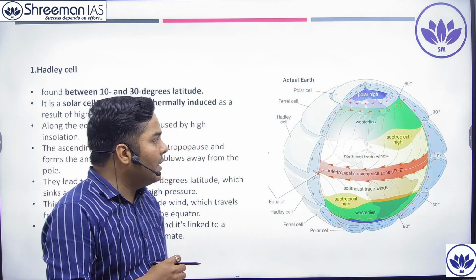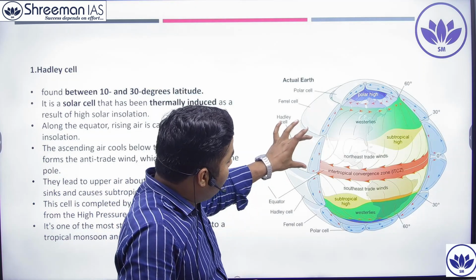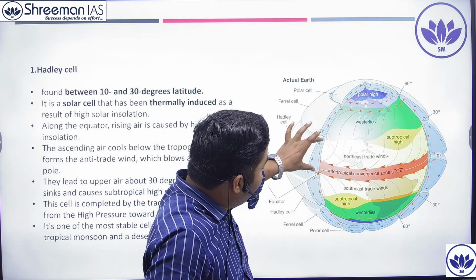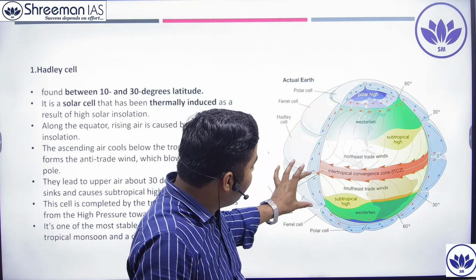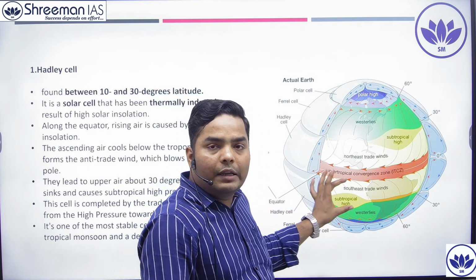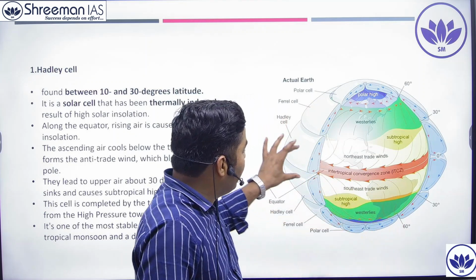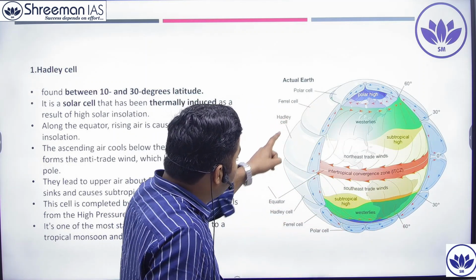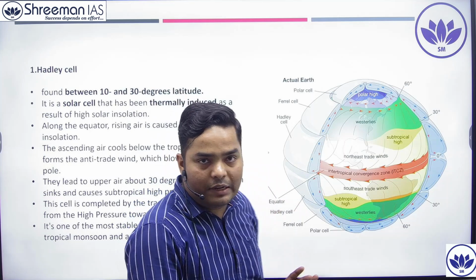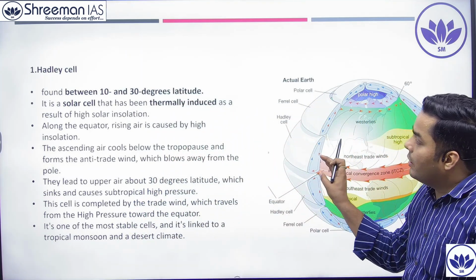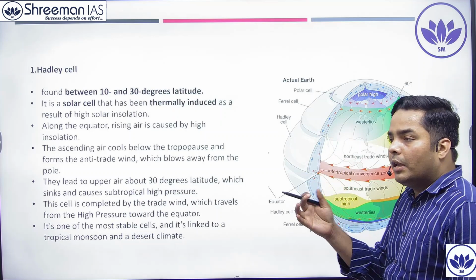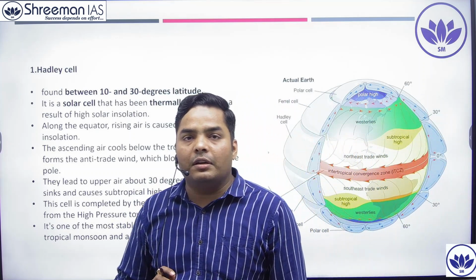This Hadley cell is found in the region between 10 degree to 30 degree north latitude or 10 degree to 30 degree south latitude. It means these are 2 cells. This is Hadley cell and this is also Hadley cell. And this cell is generated due to the incoming insolation from the sun to the earth.